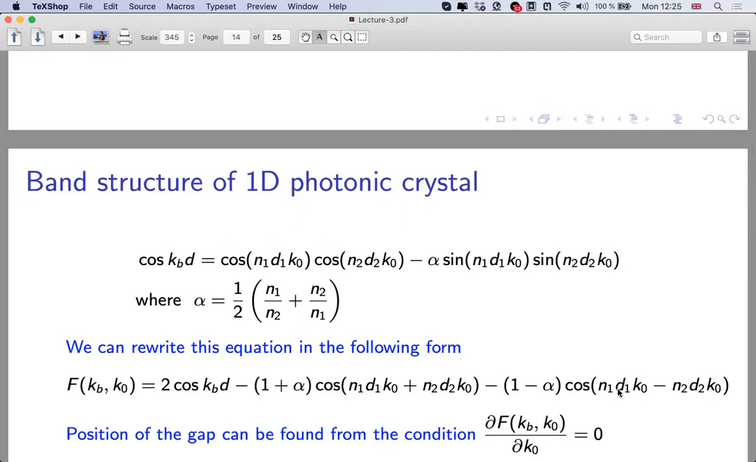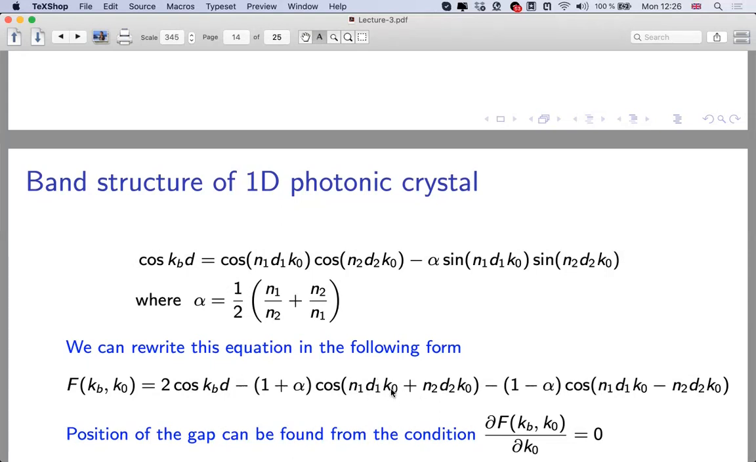What is N1 D1? What is the physical meaning of N1 D1? Optical length? It's the optical length in the first layer, and N2 D2 is the optical length in the second layer. In photonic crystals and Bragg structures, the optical length of each layer is the same. In this case, this cosine is just a constant, because these terms are the same. And K naught is only here.